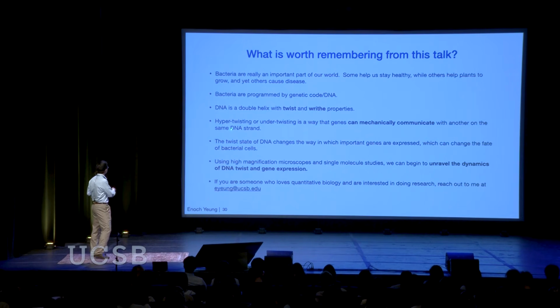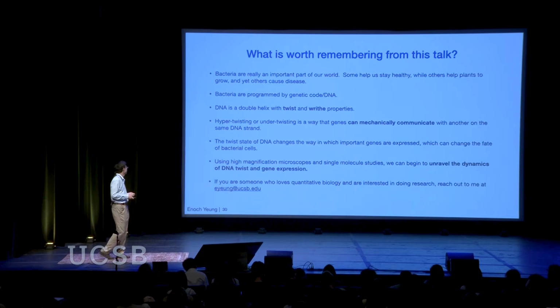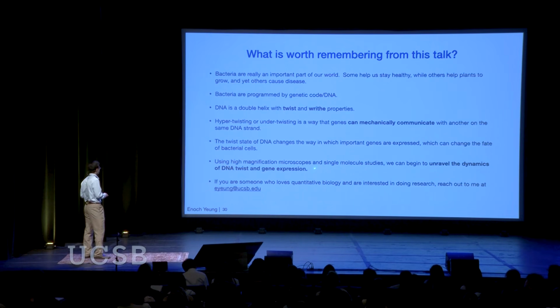And most importantly, hypertwisting or undertwisting is a way that genes can mechanically communicate with one another on the same DNA strand. The twist state changes the way in which important genes are expressed, which then changes the fate of bacterial cells. Under high magnification microscopes and single molecule studies, we have begun to unravel the dynamics of DNA twist and gene expression.